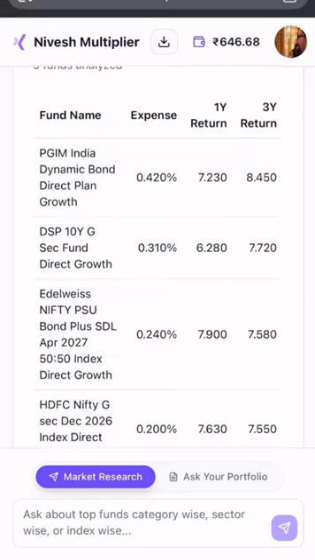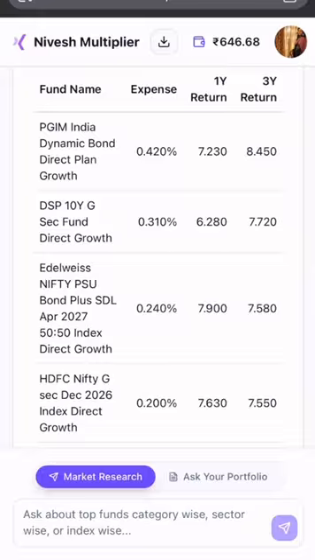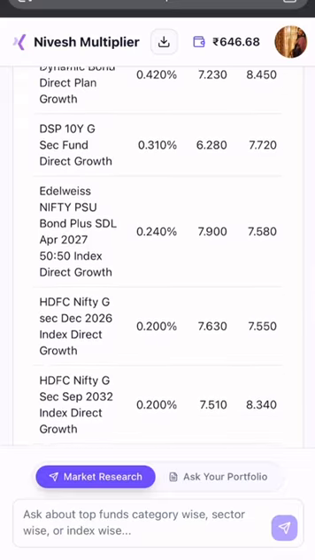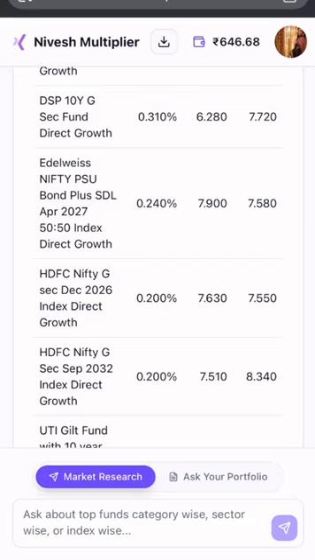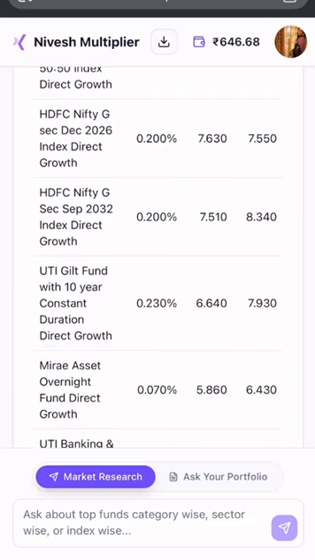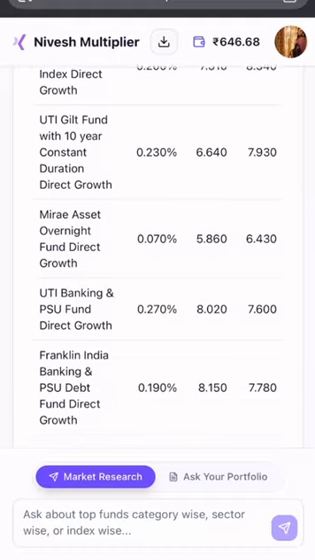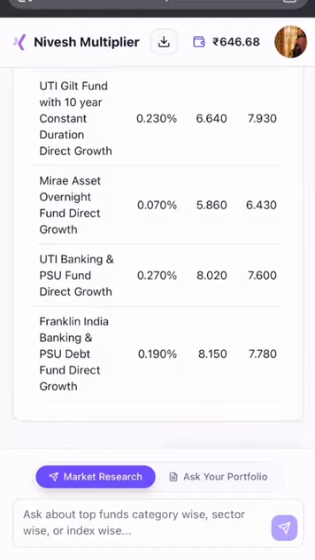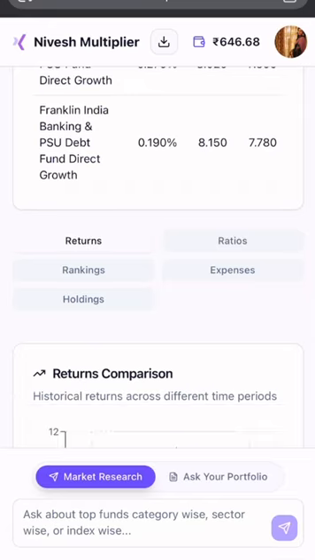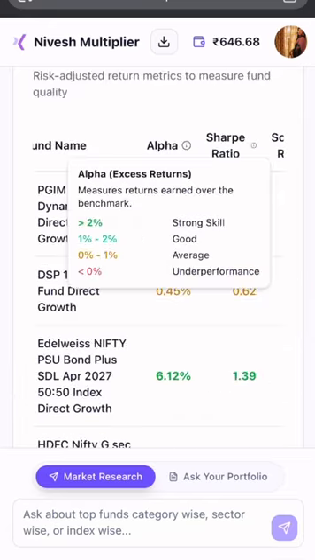It will also give me an overall analysis of different kinds of funds with their expense ratio, 1 year and 3 year return. Here we can see that most of them are giving 1 year return of around 7% and 3 year returns of around 7.5%. We can see the good ones with the lowest ratio is the Franklin India Banking and PSU debt fund, which has a very low expense ratio.